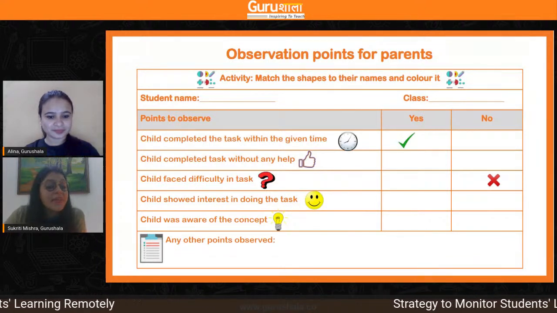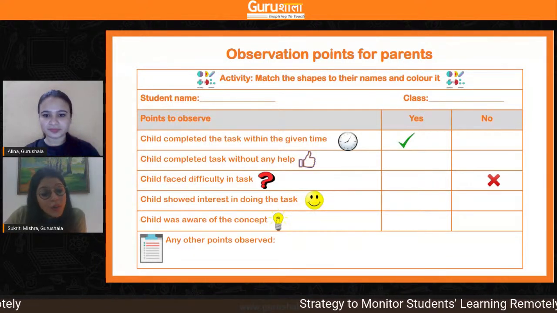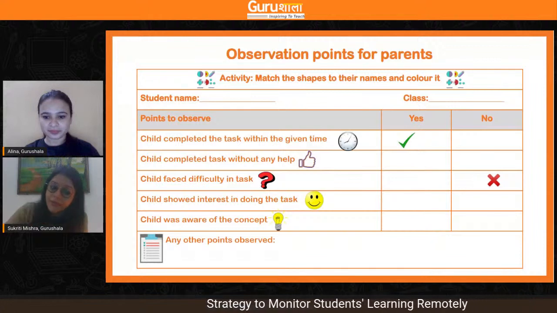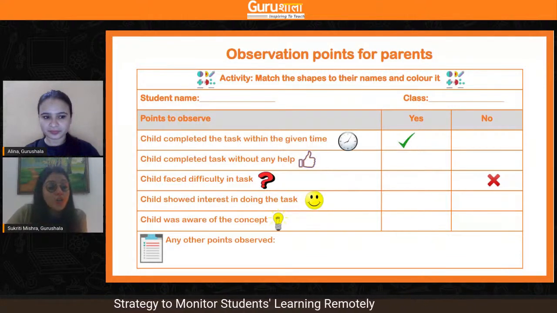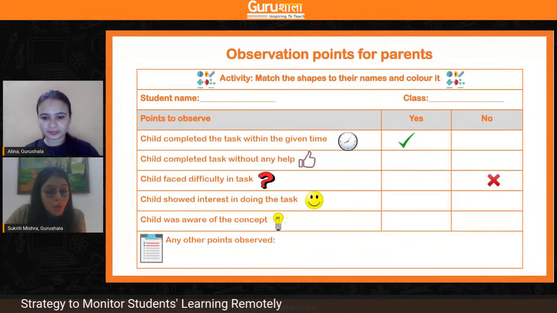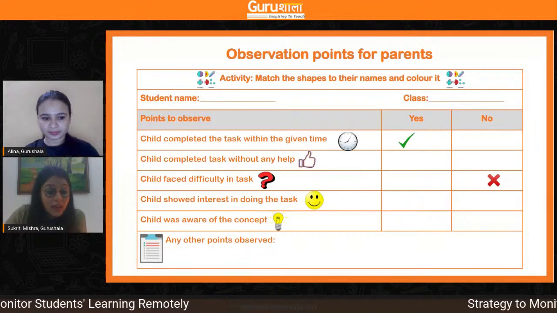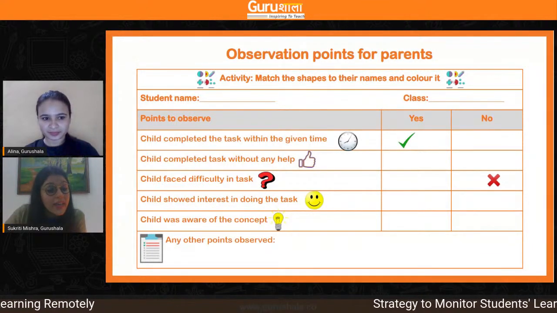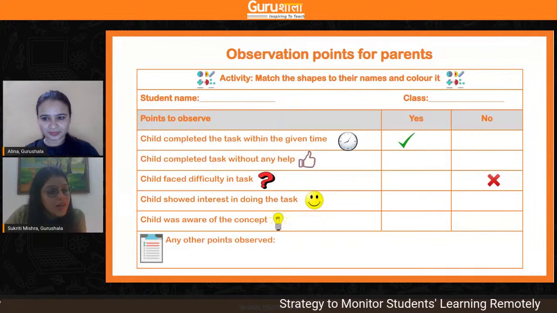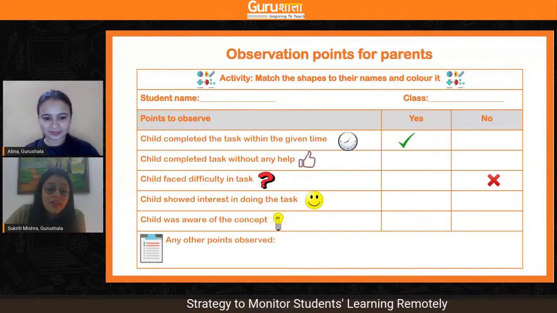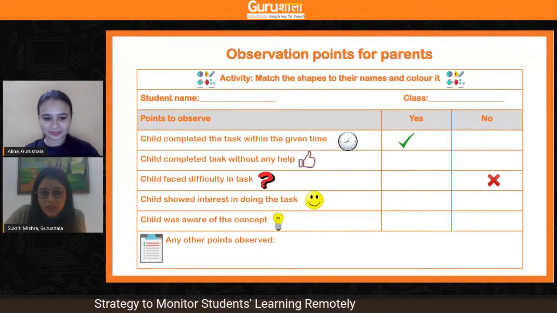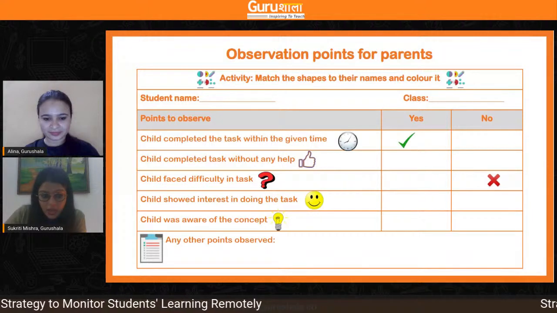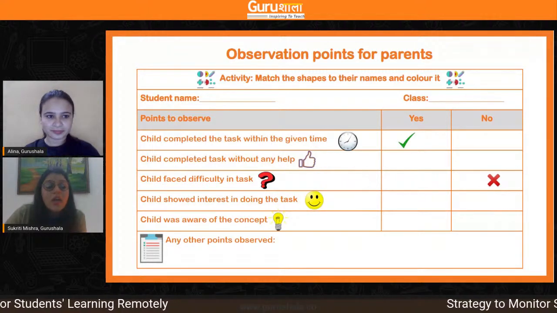Second is, has the child completed the task without any help? So that way you would understand whether you need to simplify your projects a little bit more, or you need to make it more difficult, or at what stage of learning a child is, whether they can complete tasks by themselves, or do they need help? Do they need your guidance, a parent's guidance, whose guidance? Then has the child faced difficulty in the task? So how difficult was the task for the child, and why was it difficult?